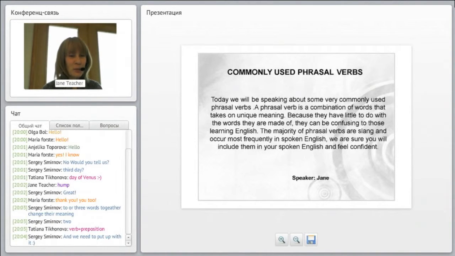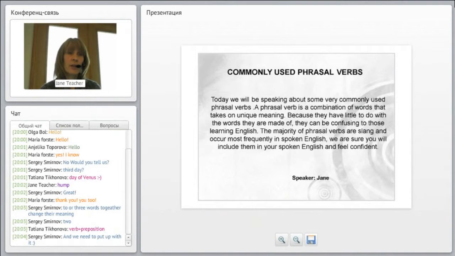And you need to put up with it. Exactly. And you used a phrasal verb. Good. To put up with. Yeah, and that's a 3. That's a 3-word phrasal verb. Good. Good, Sergey.